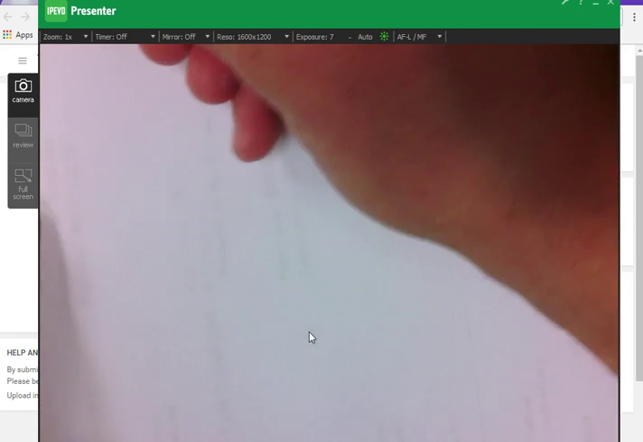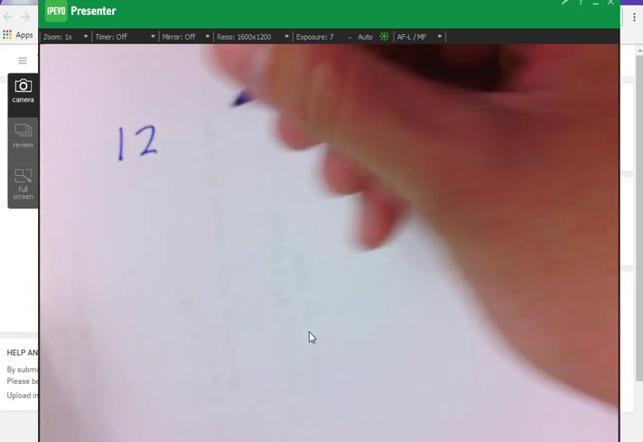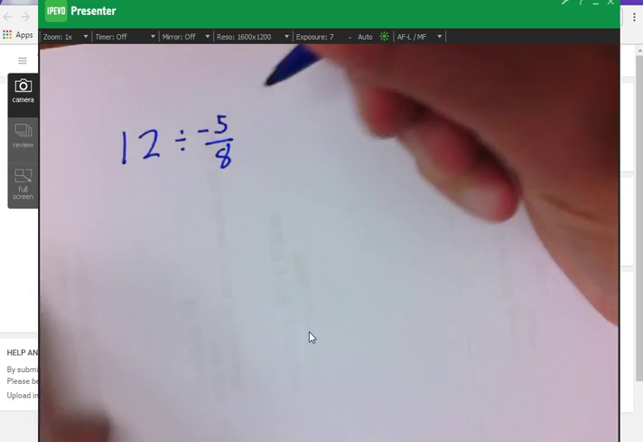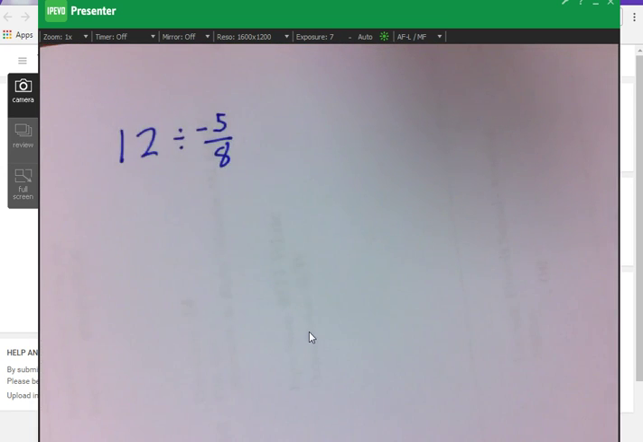So the problem we're starting with now is 12 divided by negative 5/8. So let's go ahead and write out the original problem. Have you written out the original problem? We got to write it out.